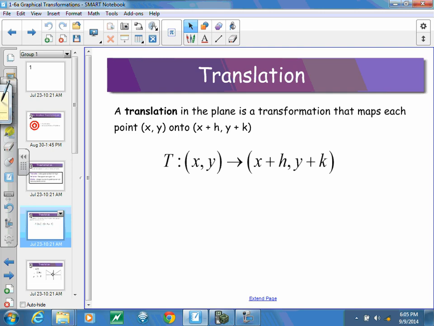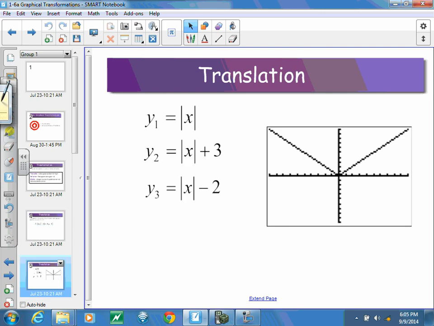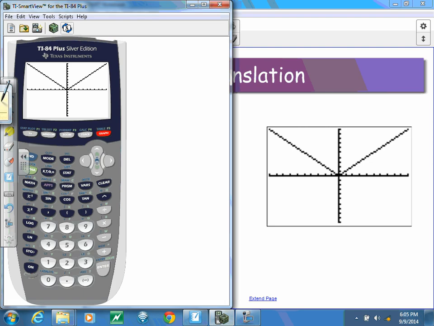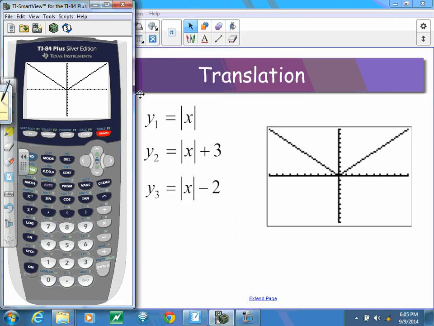How I'm going to illustrate this a little bit is I'm going to go ahead and look at some graphs on the graphing calculator. So here I have the parent function of the absolute value function all graphed out for us. And then I have 2 different equations here. So there's my parent function. I'm going to go ahead and go into y equals, and I'm going to graph out the second equation, which is the absolute value of x, and then outside there I'm going to add 3.